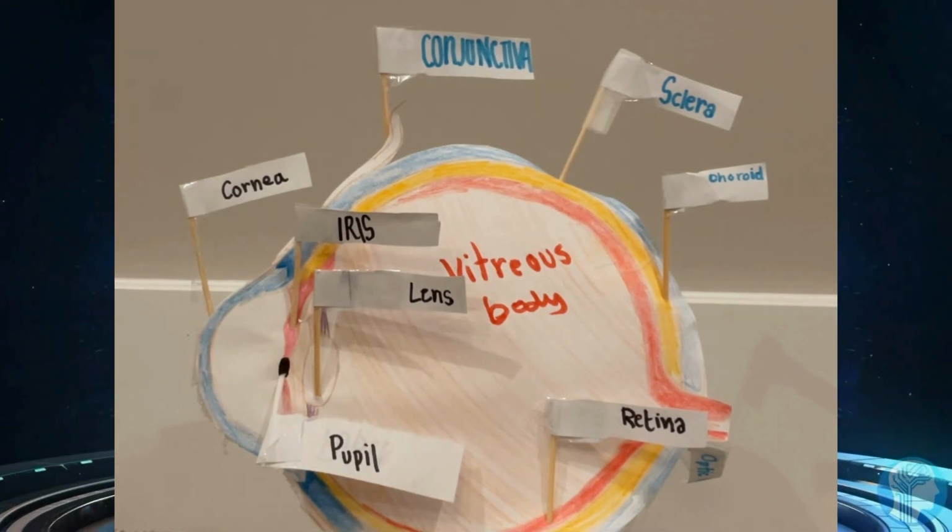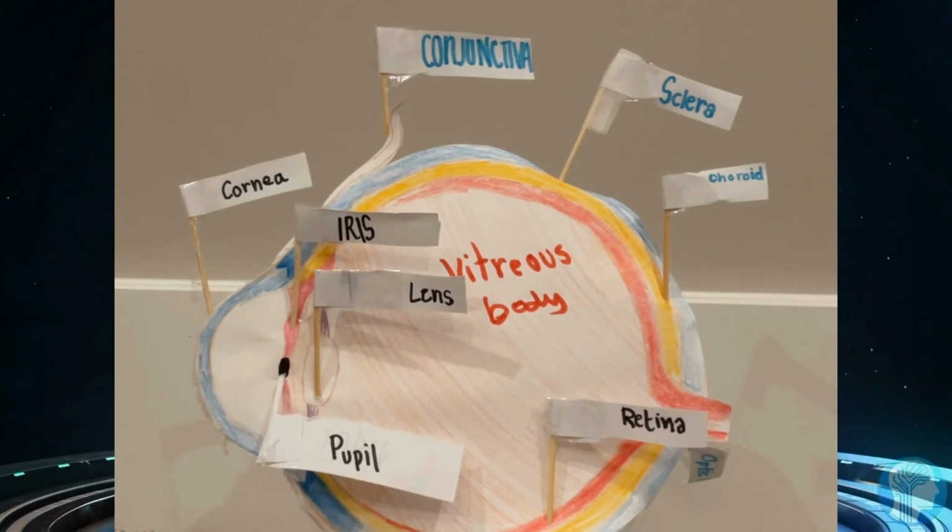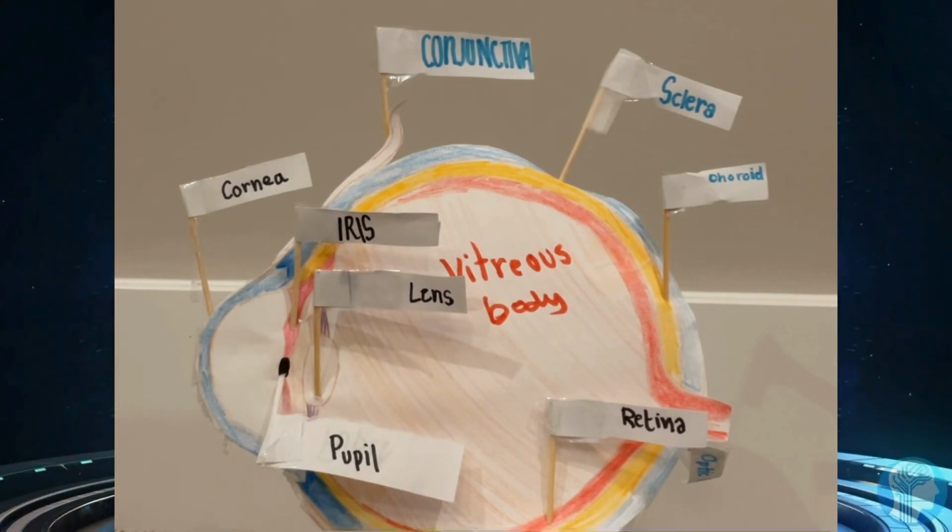Now let's talk about the vitreous body, in which there is the vitreous humor. So the vitreous humor is a gel-like substance that fills the posterior part of the eye and helps the eye to keep its shape. So I've talked about all these parts, except the conjunctiva. So what is the conjunctiva? The conjunctiva is a layer covering the sclera.